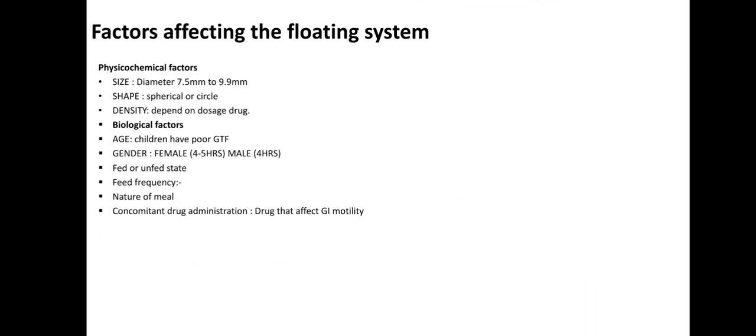Now look at the factors affecting our floating in situ system. The first is physiological and the second is biological. Physiologically there are size, shape and density, and biologically there are certain factors like age, gender, fed or unfed state, feed frequency, nature of the meal, and concomitant drug administration, for example the anticholinergic effect on the efficacy of the GRDDS.